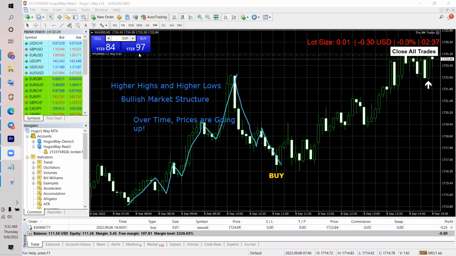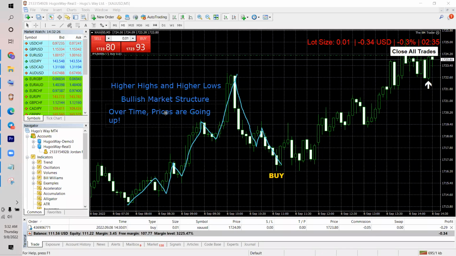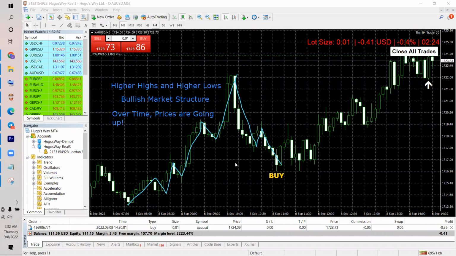And so when we look for a buy trade, we ideally want to see bullish market structure. We ideally want to see that prices are continuing to rise over a longer period of time, because that gives us the confidence to know, well, if prices are still going up at this particular point in time, then there really doesn't need to be a reason not to look for a buy opportunity.